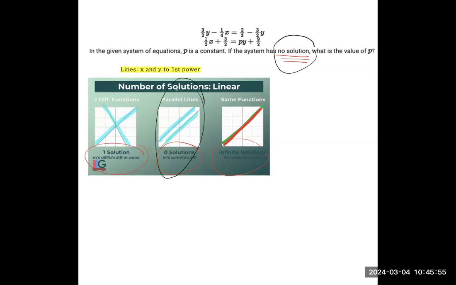So the fact that we're being told that there's no solution here is a really big deal. It means that for our two lines, they are parallel lines that will therefore have the same slope and different y-intercepts. So in order to deal with anything related to this, you need your lines in the y equals mx plus b format. So let's go ahead and start doing that.